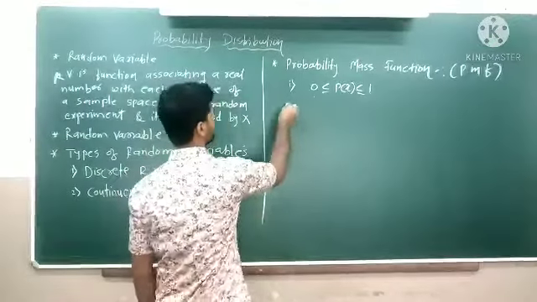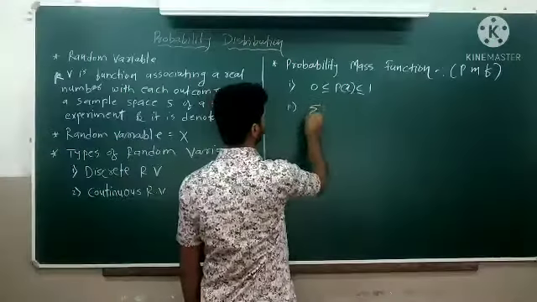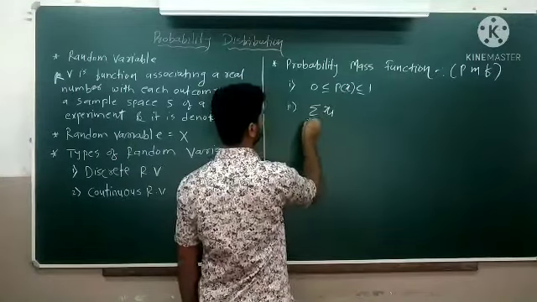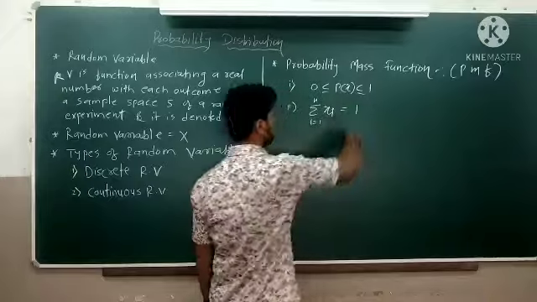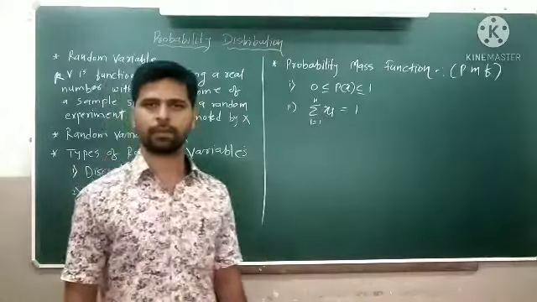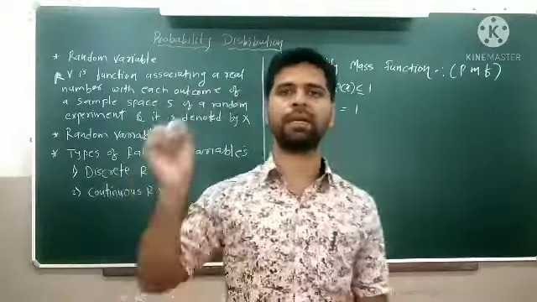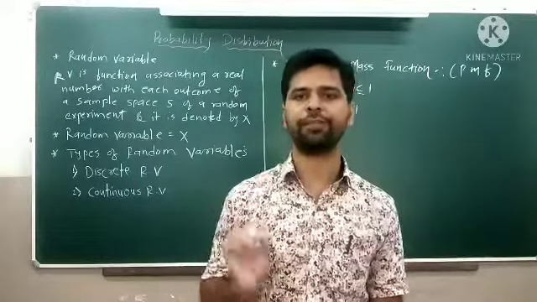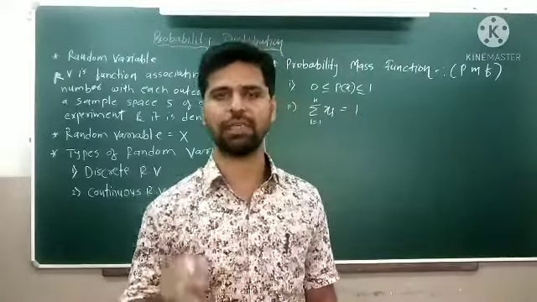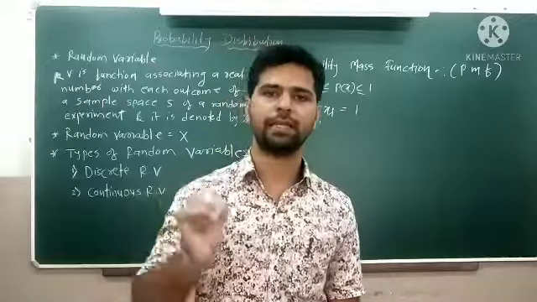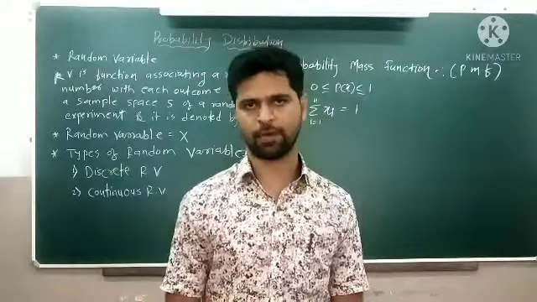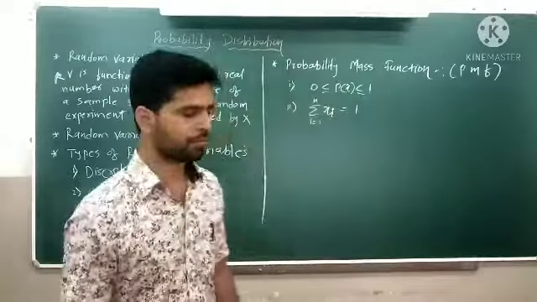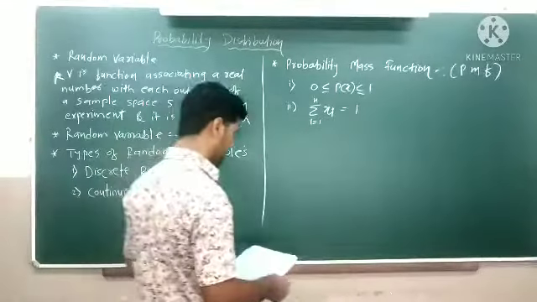And number 2, the second condition is the sum of the probabilities, summation of P(x_i) for i equal to 1 to n. The sum of the probability should be 1. Correct? Sum of the probability is always 1. If any function satisfies these two conditions, then only we can say the given function is a probability mass function. Okay, for example, we take one example to check whether it is satisfying or not.